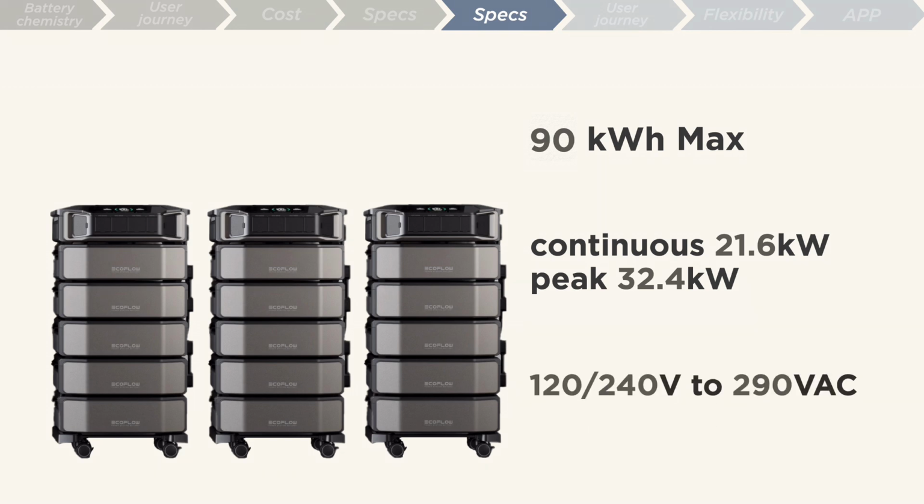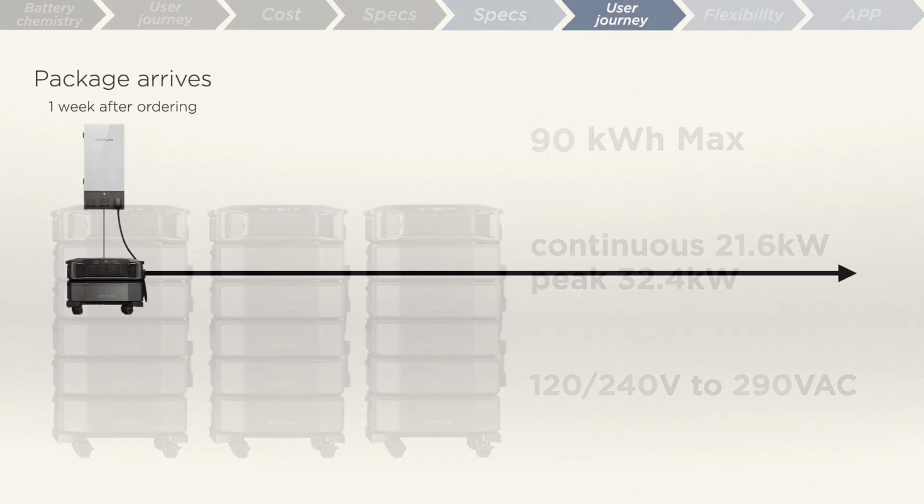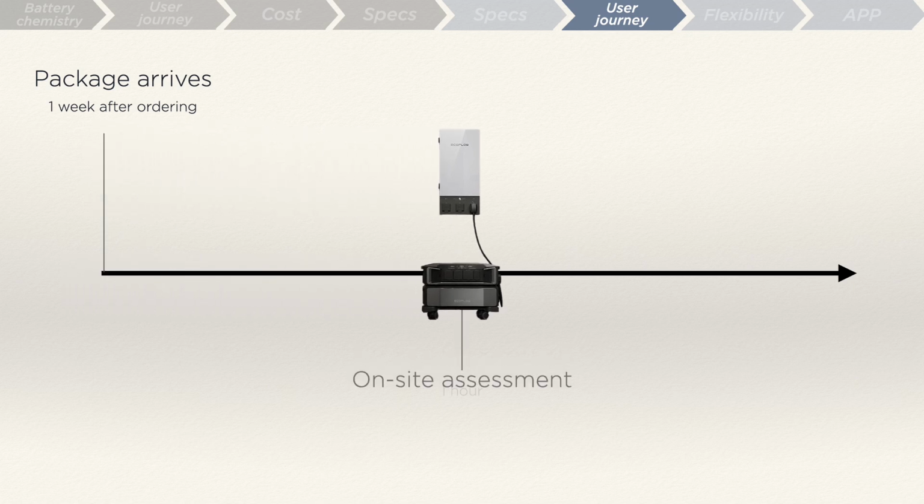The DELTA Pro Ultra is versatile, running like a dream from 120 to 240 volt all the way to 290 VAC for our friends in Puerto Rico. After you receive the parcel, you'll be likely to get the site assessment and installation scheduled. The time frame can vary according to the installer's availability in your community.